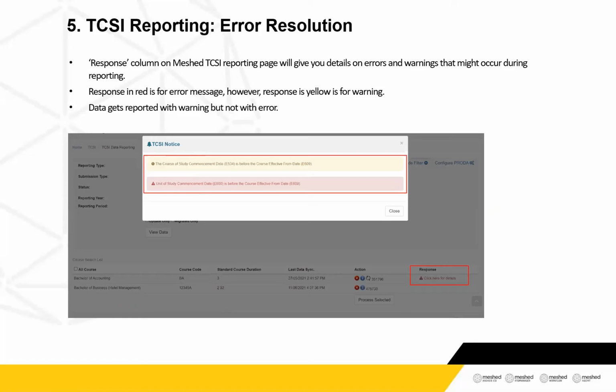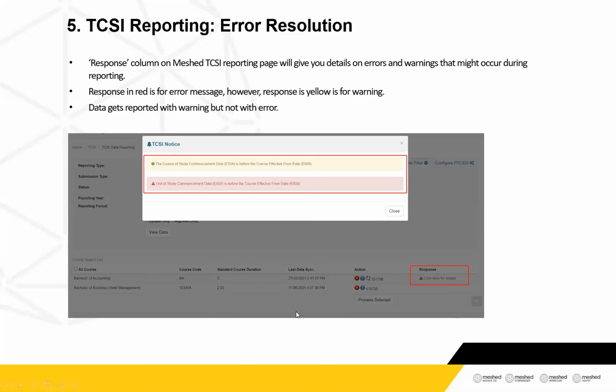Now, how to resolve errors? The first step is to try to understand the error message. If you don't understand the error message, there is an Excel validation file provided by the TCSI team. I've also added that document in this presentation. We can view that once we start walking through the platform. In that document, the TCSI team has provided a description for each and every error along with the solution you need to follow to resolve that error.